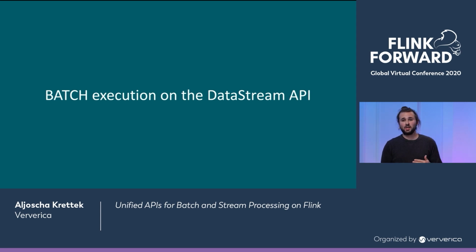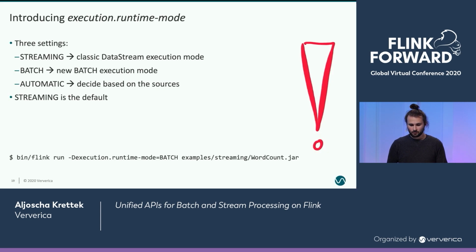With that out of the way, we can move on to the interesting part of this work, where we actually introduce batch-style execution on the DataStream API. And the way we're doing this is very simple. There's just a setting that you can set. It's called execution.runtime-mode. And that setting controls how the underlying runtime of the DataStream API will execute the job.